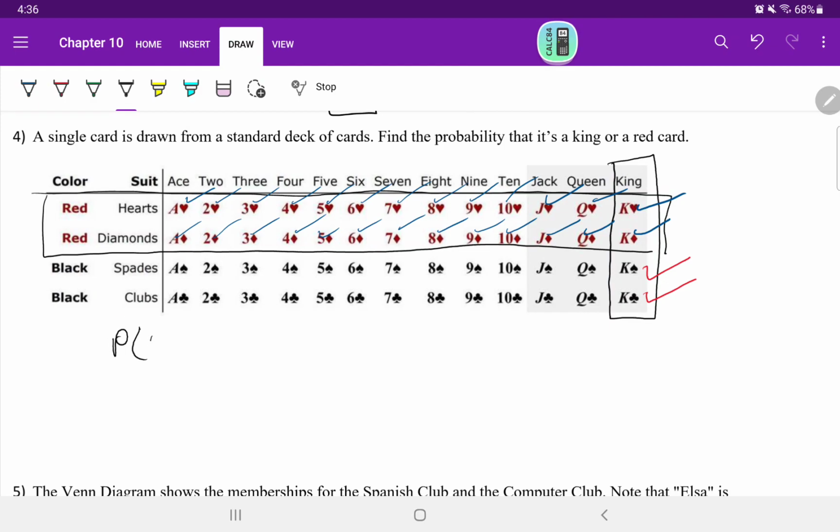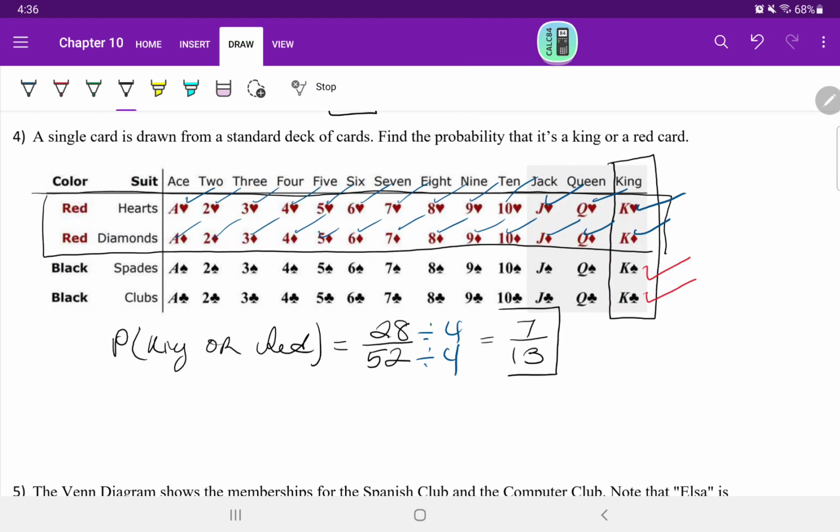So the probability of a king or a red card is going to be 28 over 52. Reduce that fraction by dividing the numerator and denominator by 4. That equals 7 over 13. And once again, that is doing it the way we did it in Chapter 10, Section 1, by using the diagram itself and visibly looking at the outcomes without double counting.